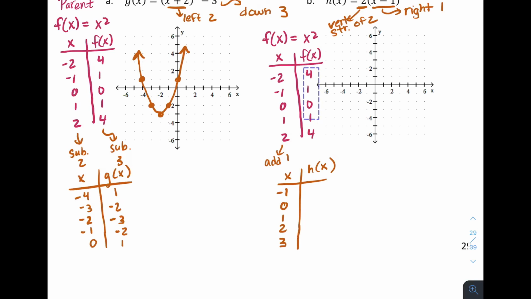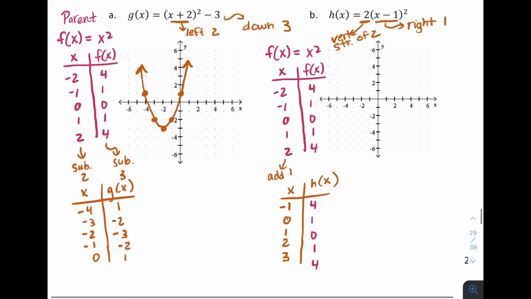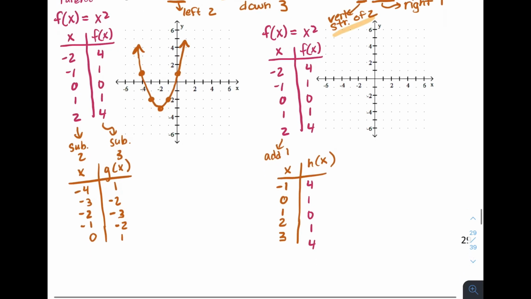So right 1, add 1 to all your x values. That doesn't change your y values. And then a vertical stretch of 2 is going to make it twice as tall, so multiply all of your output values by 2.